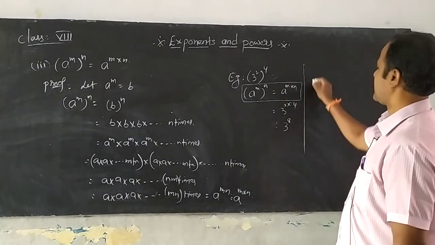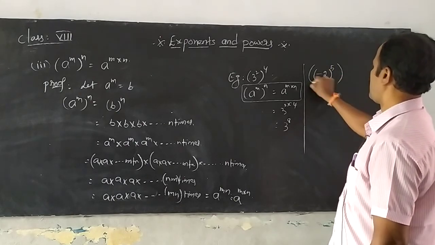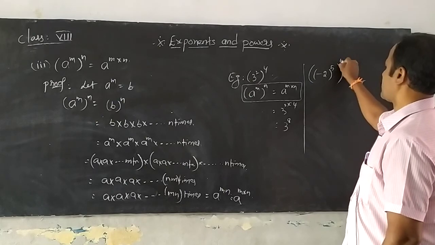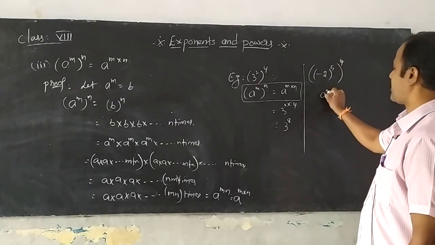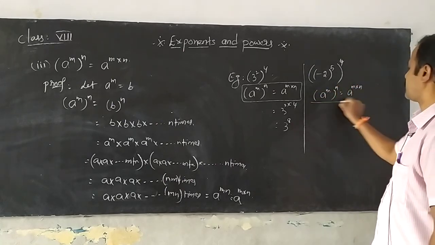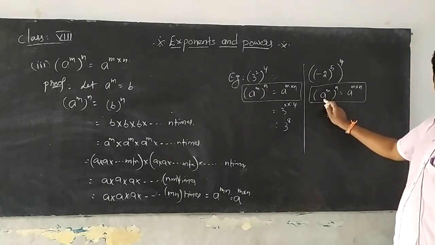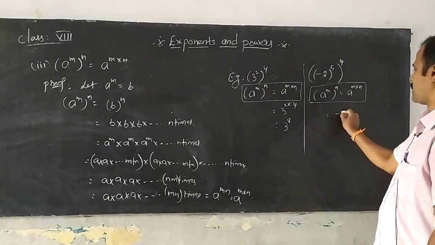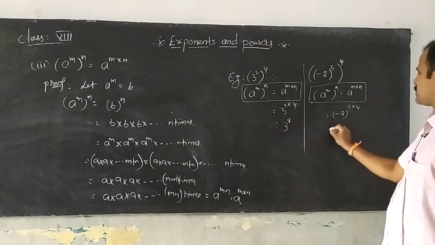Now we come to the second example: minus 2 whole to the power of 5, whole to the power of 4. What is the formula now? You write the formula again: a power m whole power n is equal to a power m into n. Okay, very good. So you come here, what is a here? Minus 2, very good. What is m? 5. Into what is n? 4. So 4 fives are 20.